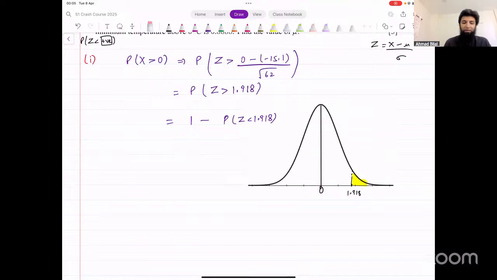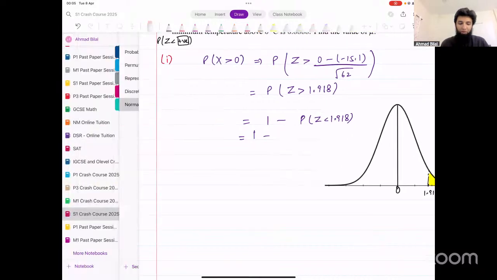Now, why is that helpful? Because now this is the standard form, Z less than a positive number. You can use the table for this. Go to the table. Find the probability corresponding to this Z value. 1.918 is the Z value.